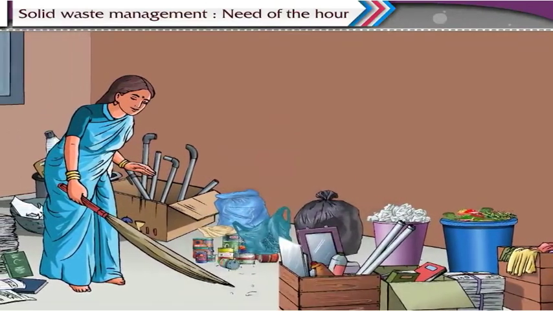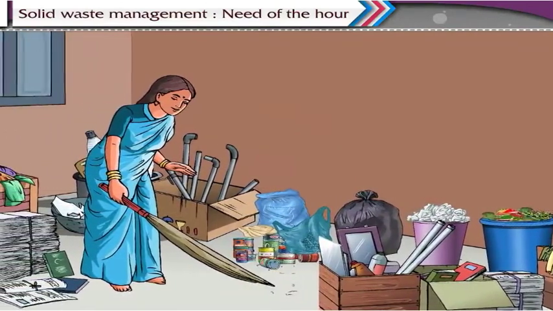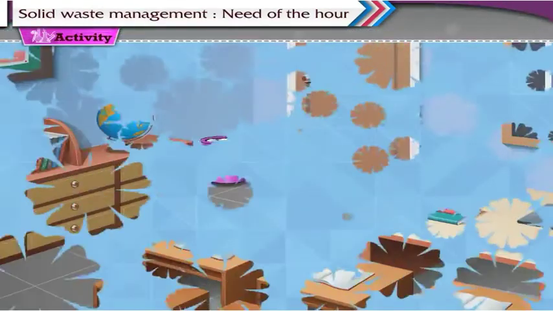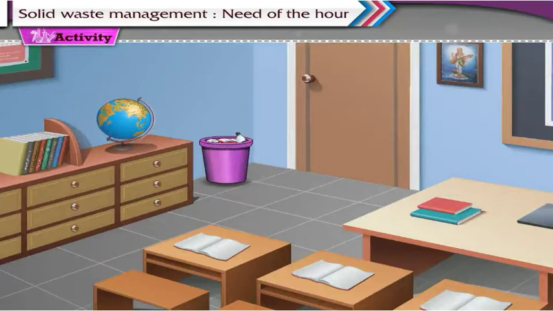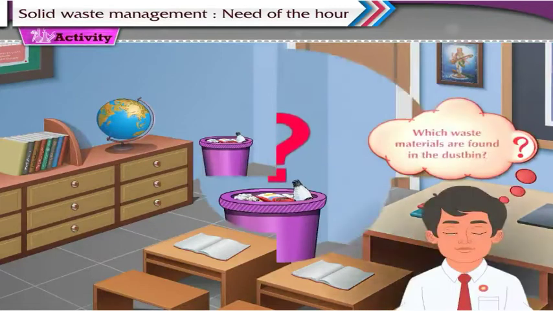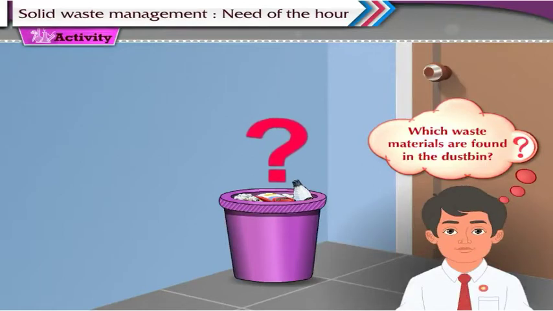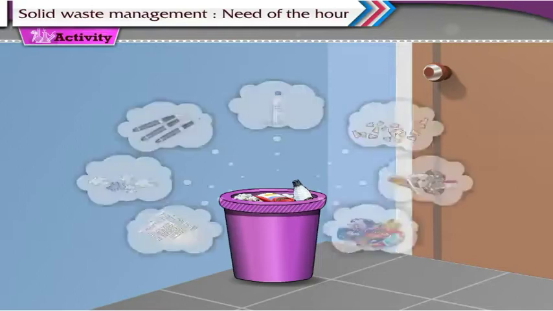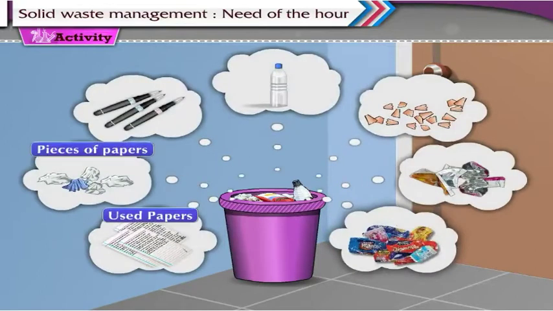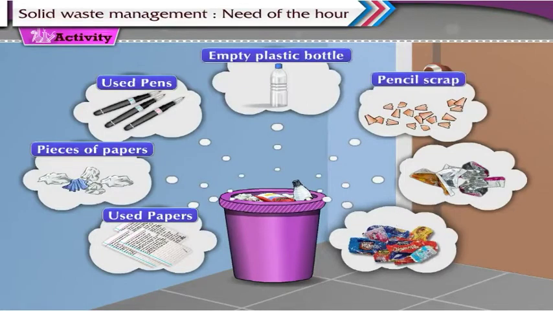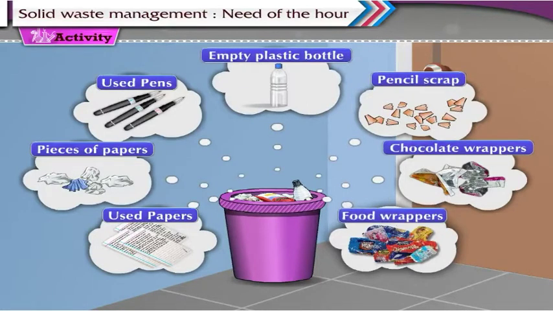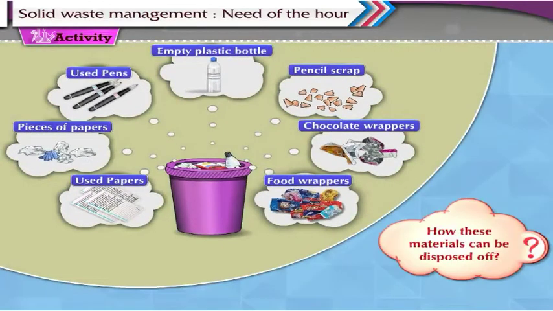Come, let us find the answer to this question by performing a simple activity. Activity: observe the garbage collected in the dustbin of your classroom. Which waste materials are found in the dustbin? There are used papers, pieces of papers, used pens, empty plastic bottle, pencil scrap, chocolate wrappers, and other food wrappers. How can these materials be disposed of?